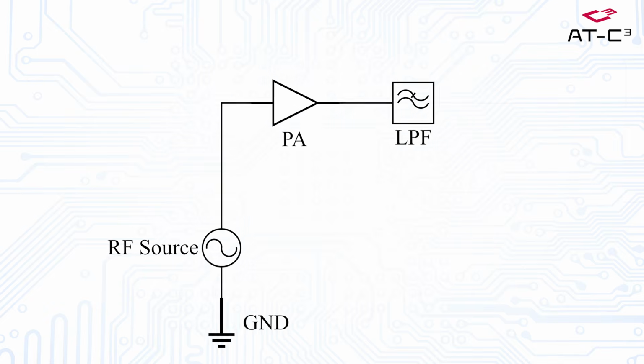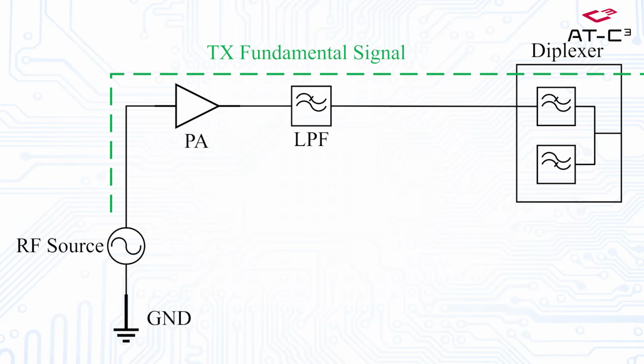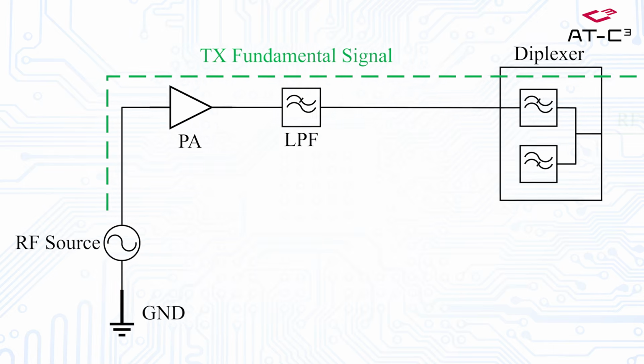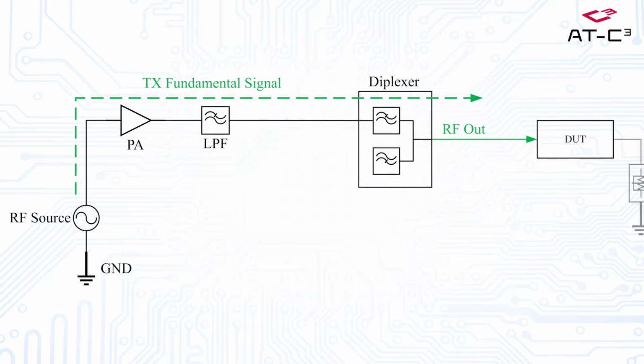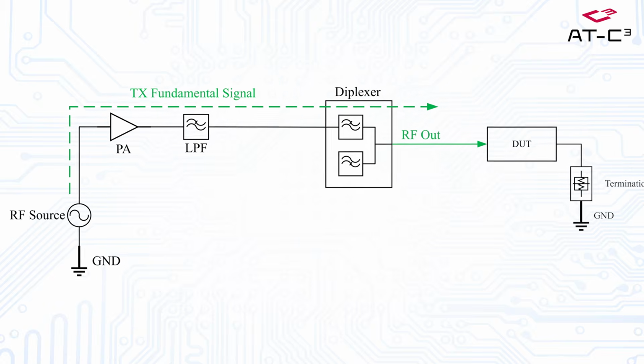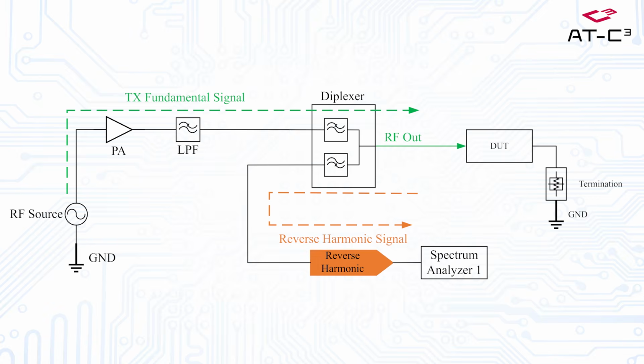Then we come to the core part of the measurement, the duplexer. This is the heart of the setup. The fundamental signal enters the low band port of the duplexer to further reduce the harmonics before reaching the DUT via the common port. Harmonics generated by the nonlinear source in the DUT will propagate in both directions. The forward harmonics are terminated at the other end of the DUT. The reverse harmonics will travel back to the duplexer and be distributed to the high band port, then measured by the spectrum analyzer.